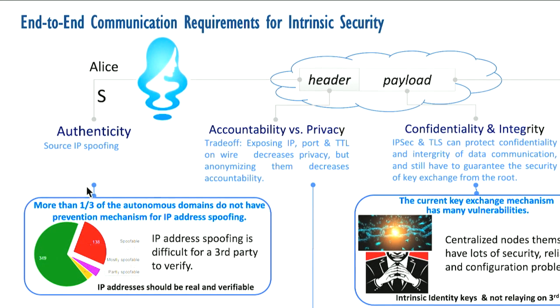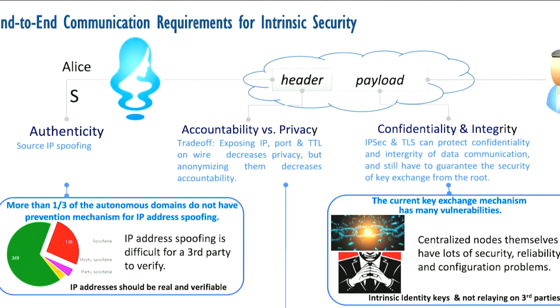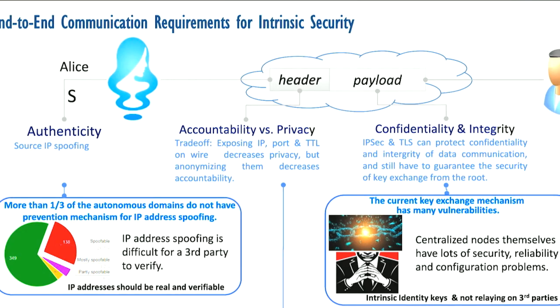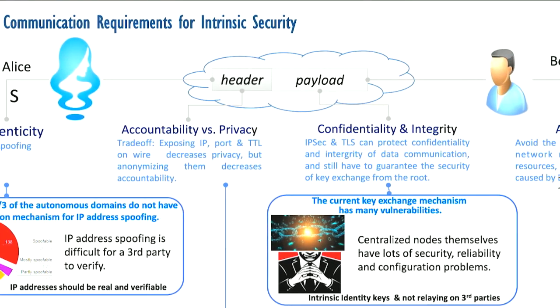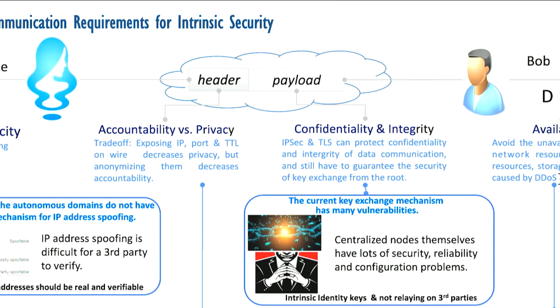Accountability versus privacy, they talk about the trade-off. Exposing IP, port, and time to live on the wire decreases privacy, but anonymizing them decreases accountability. So they say IP header design should take into account a trade-off between accountability and privacy, and you can kind of feel that they're willing to trade away privacy for increased accountability.